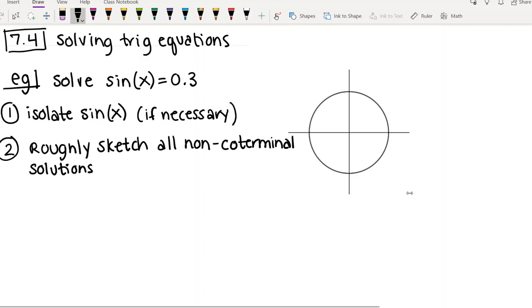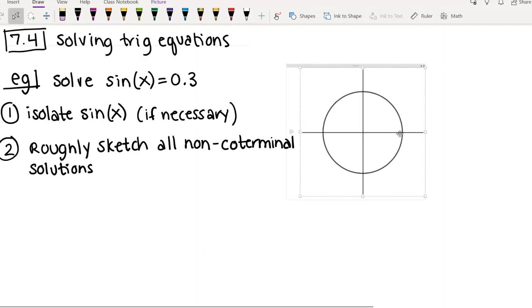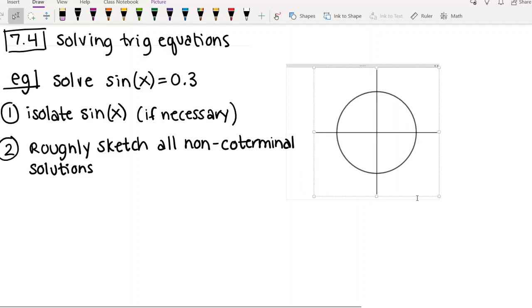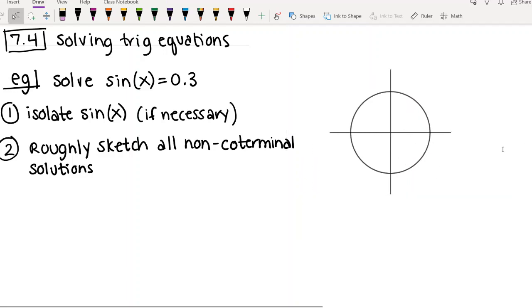So kind of like what we did yesterday, right? In yesterday's video, how did we find our solutions? Well, we drew a picture on the unit circle and said, okay, I know what angle that is. And so we're going to be doing something kind of like that, except for here we just have to kind of guess. So what do I mean by that?